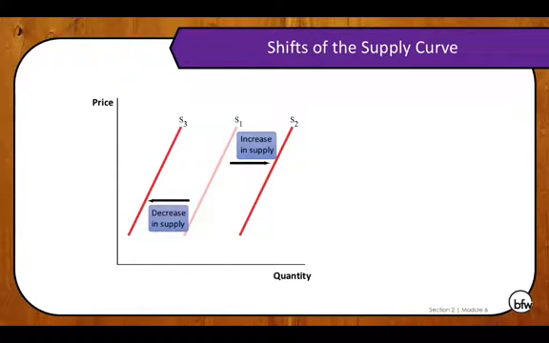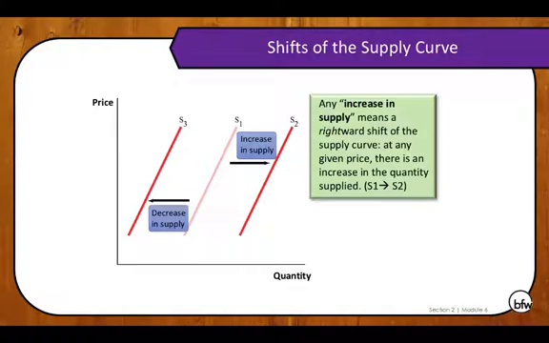Once again, we represent an increase in supply by shifting the supply curve to the right, and that is represented by supply curve 2, and that is how we label it. A decrease in supply is represented by a shift of the supply curve to the left, and that is represented by supply curve 3 in this graph.